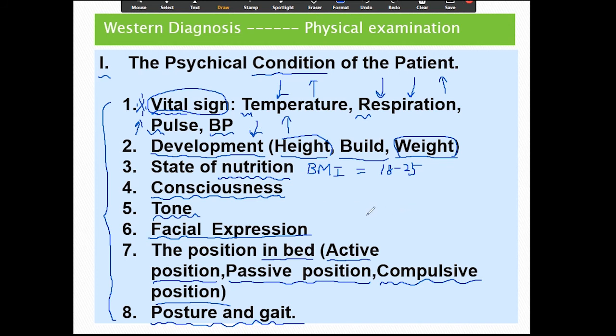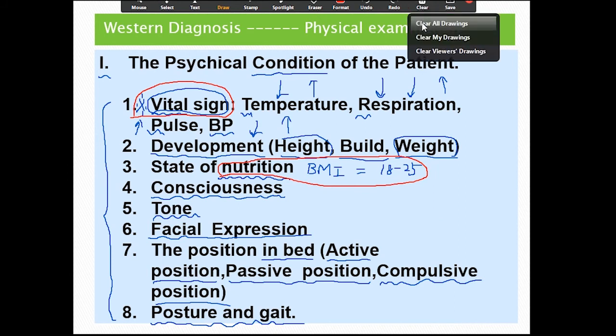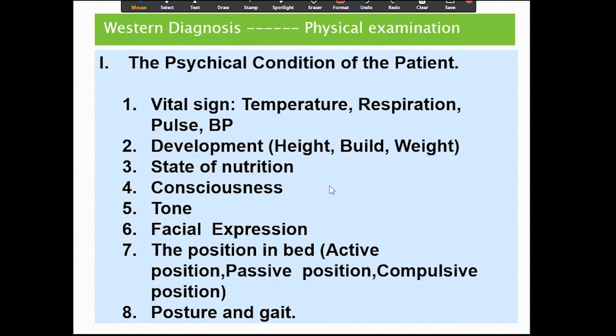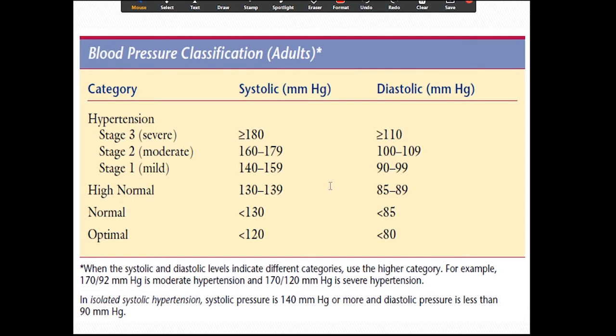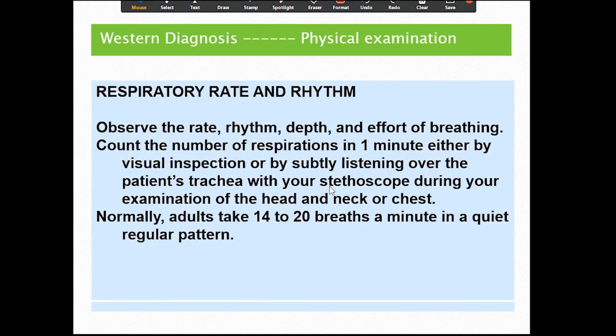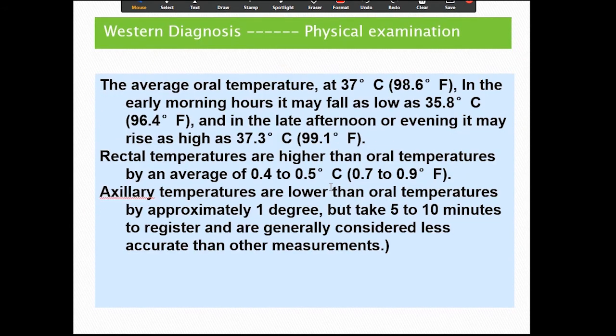So in this part, still a more important part, vital signs. That's one part. Another part, state of nutrition. In other words, how to calculate BMI. You are not required to calculate, because we have a chart. You just need to know how to use the chart and then find the patient's BMI.